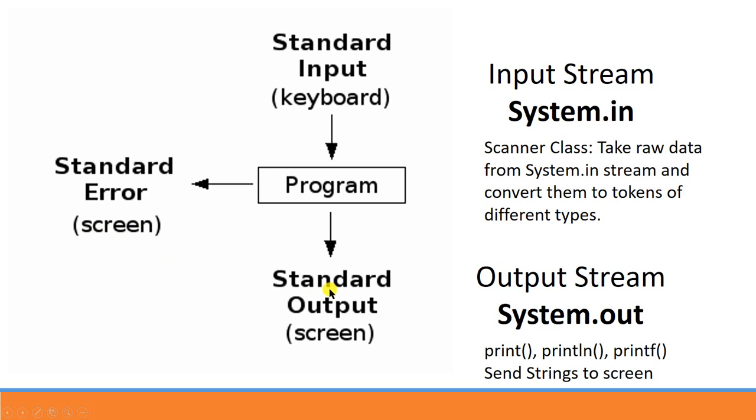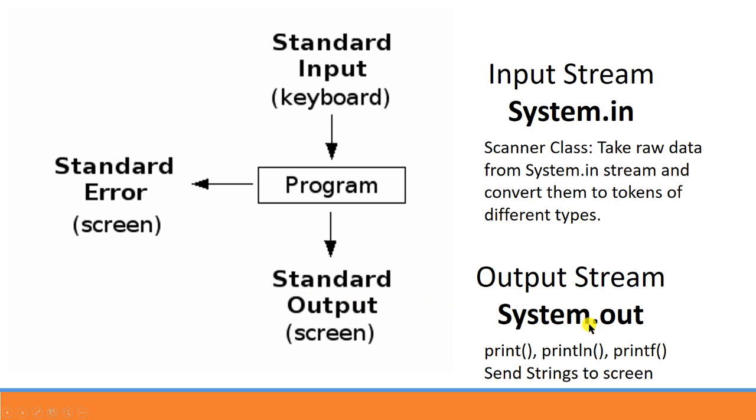And the screen can be the standard output device or standard error device that is used to receive the signal or the message. And the keyboard is the standard input. Usually you use your keyboard and mouse as your major input devices. And from a program point of view, you need to have an input stream that takes in the data from the keyboard. That is called the standard input stream. We call it System.in. And also you may have an output stream that sends the data to the screen. That is the standard output.